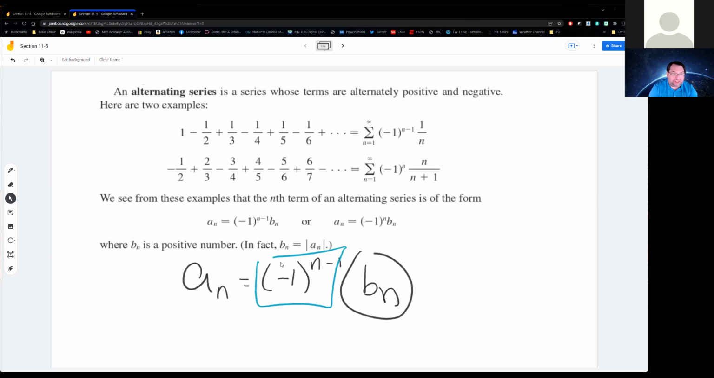So Bn is always going to be positive in this situation. If we just look at Bn for this first one, it's going to be 1, 1/2, 1/3, 1/4, 1/5, 1/6, and so on. Not positive and negative, because the Bn in this case is just the sequence, not the actual summation series. We're just looking at that sequence of 1 over n, or in this case, n over n+1.